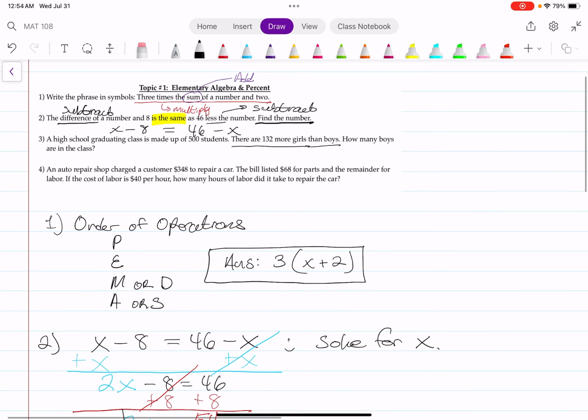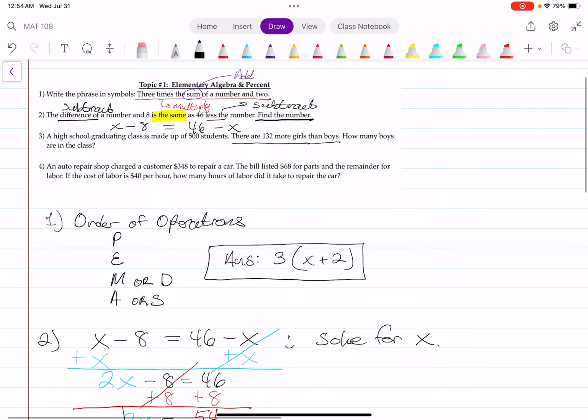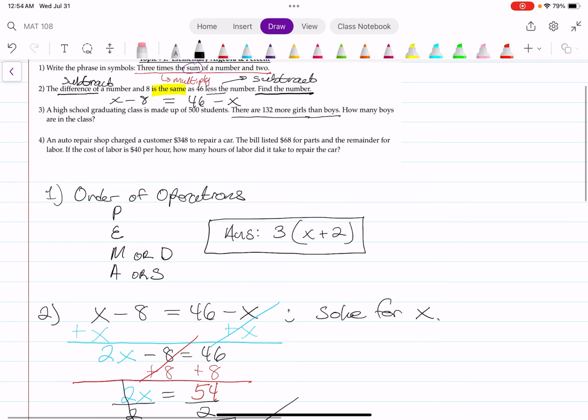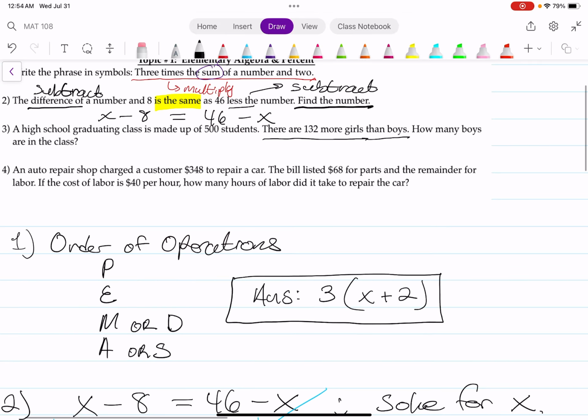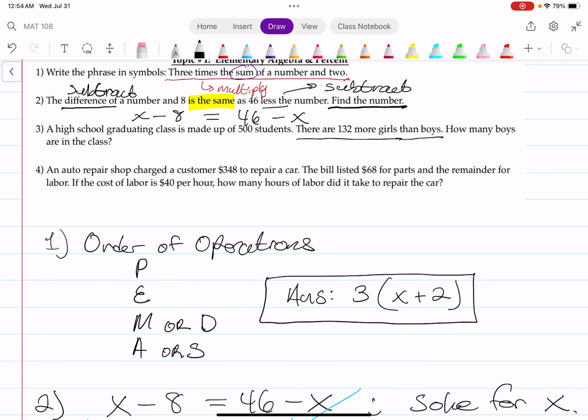Let's do the last one, number 4, and then that'll be it for the first video. Also, you should always try these problems on your own before you look at the video and see how to do it or read the written solutions. But it says an auto repair shop charged a customer $348 to repair the car. The bill listed $68 for the parts and the remainder for labor. If the cost of labor is $40 per hour, how many hours of labor did it take to repair the car?